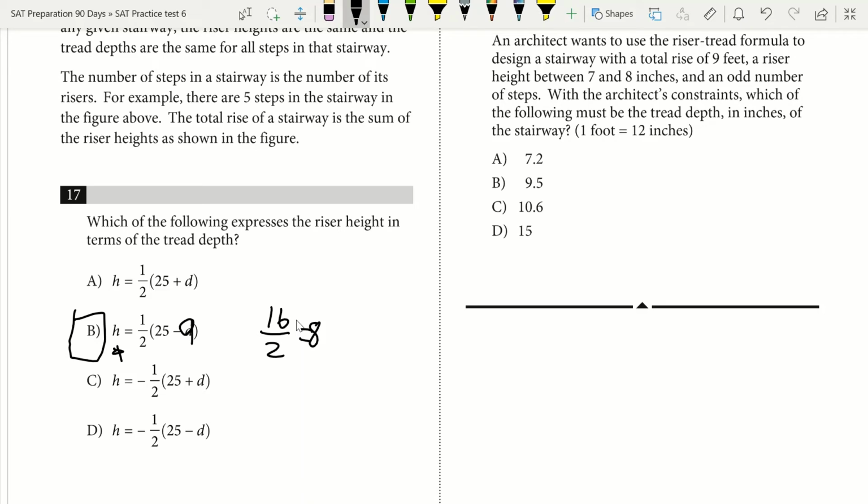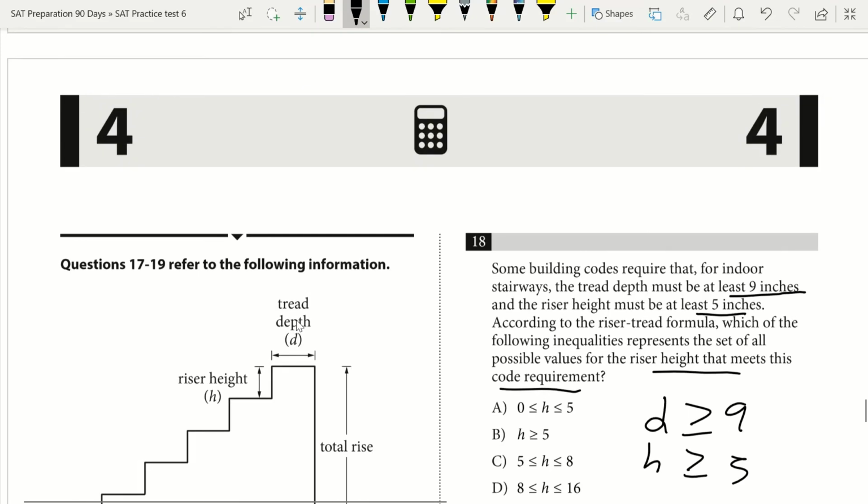So then if our height's got to be at least 5, we know that then our height can have a maximum of 8, right? Because anytime we increase our depth, we're going to decrease our height. Okay, so height has to be between 5 and 8. So my answer there is going to have to be answer choice C for number 18.